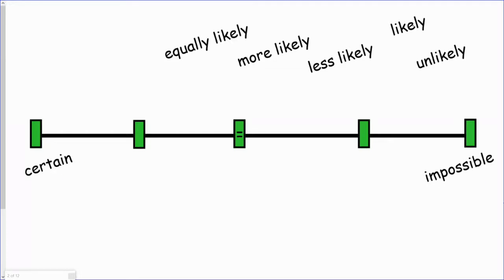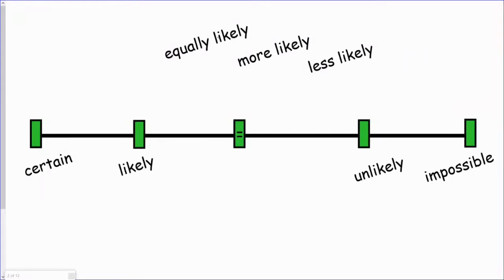Some other words you might remember are likely, which means it has a good chance of happening, so it's close to certain. It's not certain, but it's almost certain. And unlikely is just the opposite of that. That's why it's on the opposite end of the line. It's probably not going to happen, but it's not impossible.